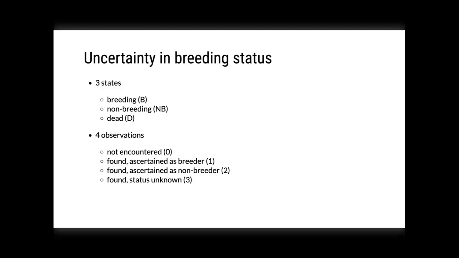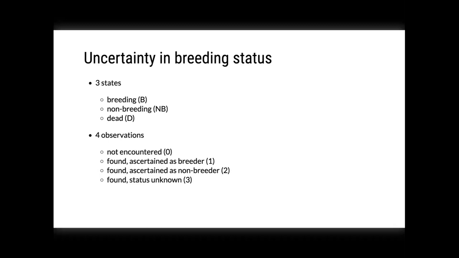So that's exactly what Daniel said before. It may be found and classified as a breeder individual. It may be found and classified as a non-breeder individual. So it could be coded too. Or it may be found and we are unable to determine whether it's breeding or non-breeding. Okay, so that's what Daniel said.